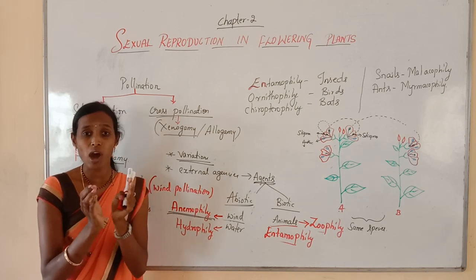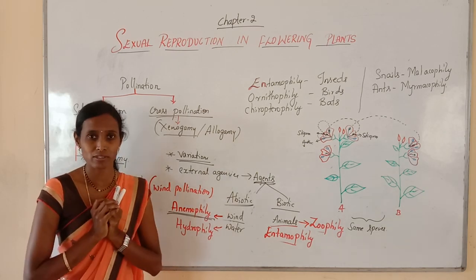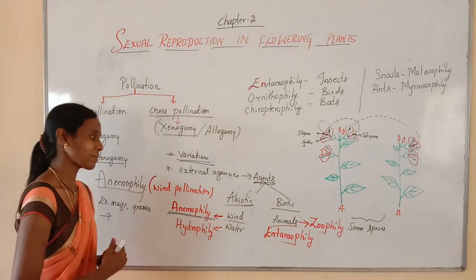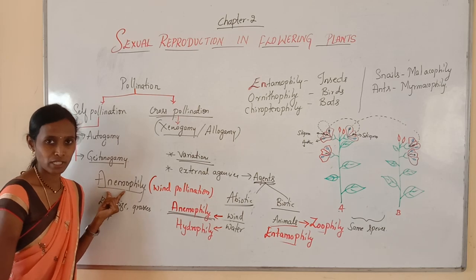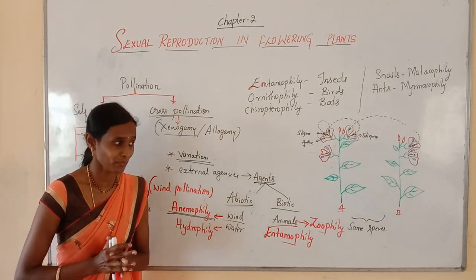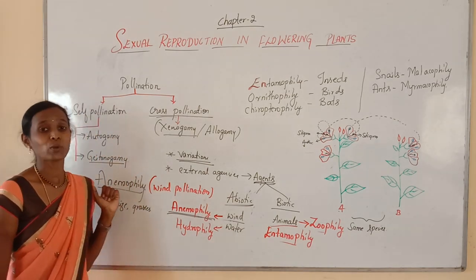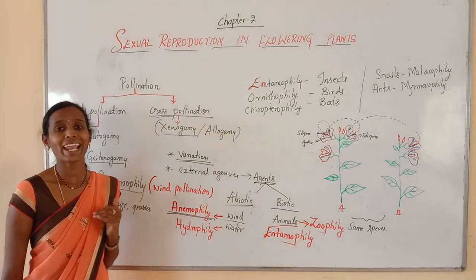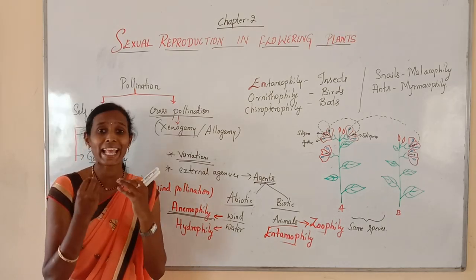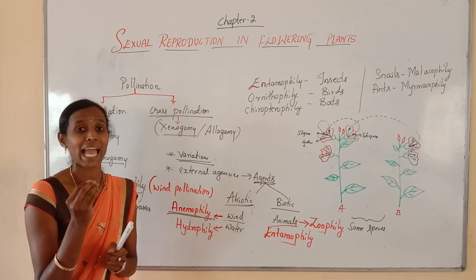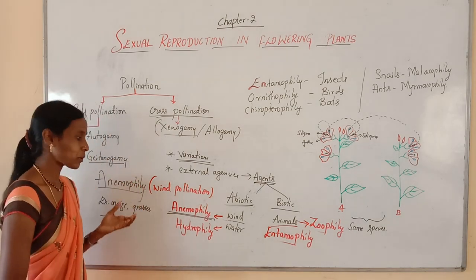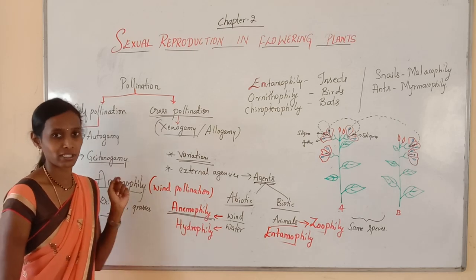Many small flowers are packed into an inflorescence. You know that an inflorescence is nothing but a cluster or a group of flowers. Similarly, in anemophilous flowers, the small flowers are packed into inflorescence. These flowers contain well-exposed anthers. The anthers can be clearly visible, and they produce a large number of pollen grains.